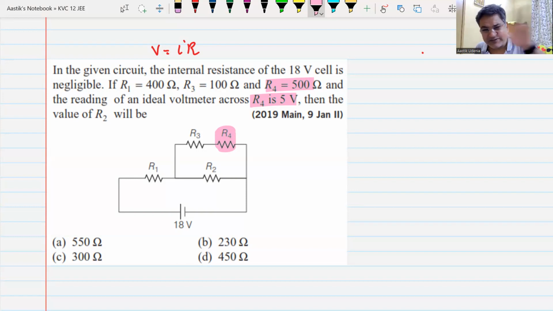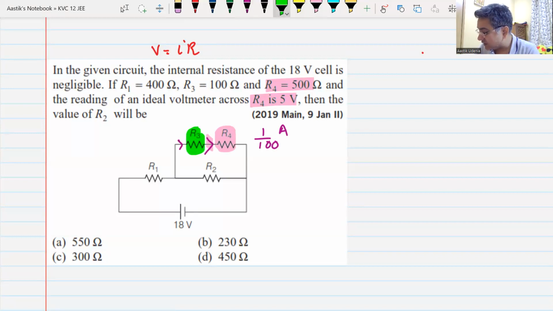V = IR is the only formula that we know. The current in this branch will be 5 divided by 500, which is 1 by 100 amperes. Yes or no? The same current will flow through this green resistor R3. The resistance of R3 is 100 ohms. Since these two are in series, the total resistance becomes 600 ohms.